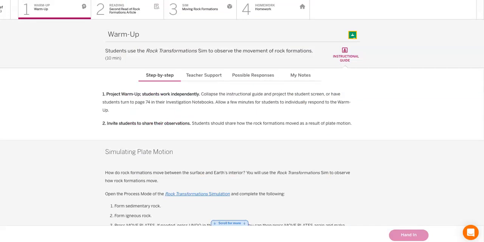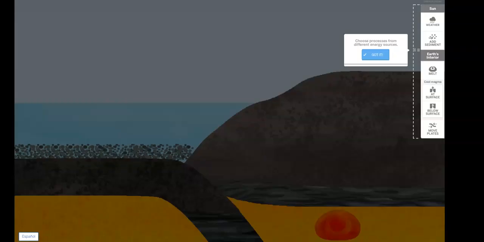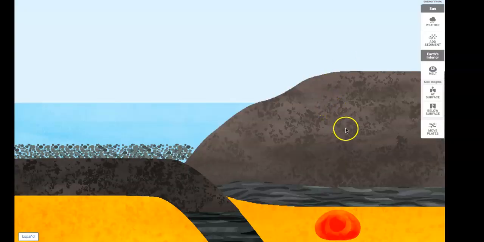So for the simulation, we're going to make some sedimentary and igneous rock, and then we are going to cause plate motion to happen and observe what does the plate motion do to sedimentary rock and what does it do to igneous rock. So let's first start by making some sedimentary rock.